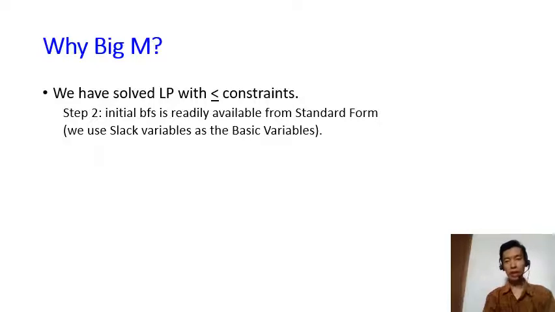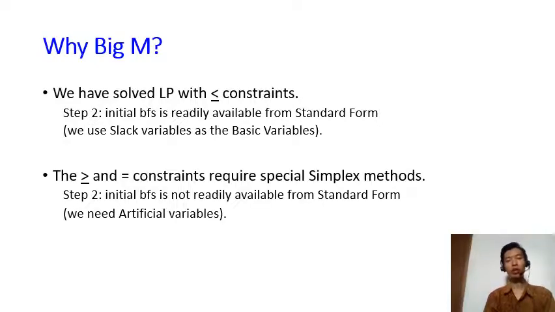However, that is not the case if you have constraints in the form of greater than or equal to and equality constraints. When you convert these constraints into standard form, they cannot form a BFS because the basic variable may be negative or you don't have a basic variable. So you will see later that in cases where we have this type of constraints, we will need what is called artificial variables. So let's take a look at the example to see why we can't just use the ordinary simplex algorithm.